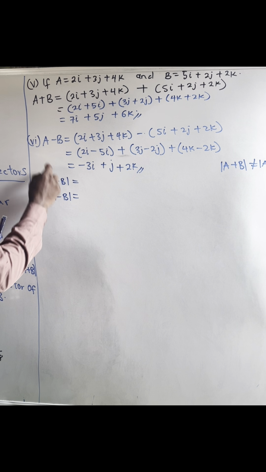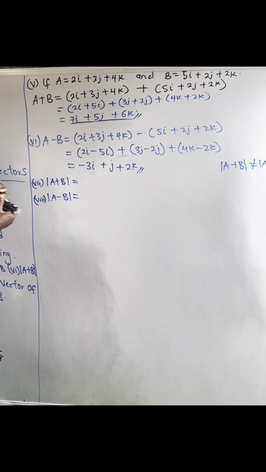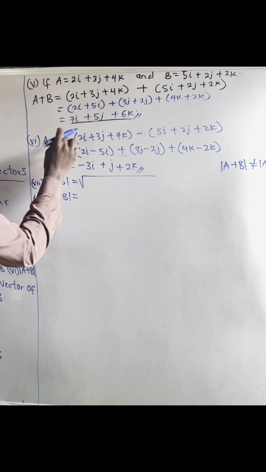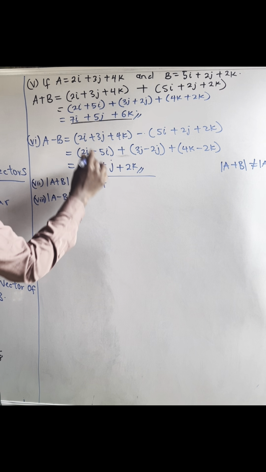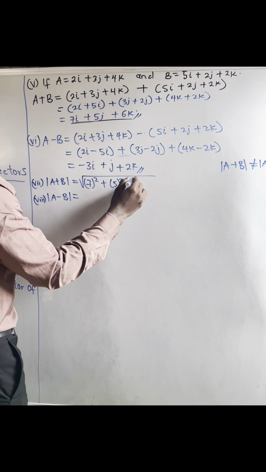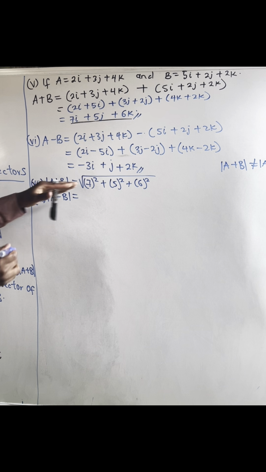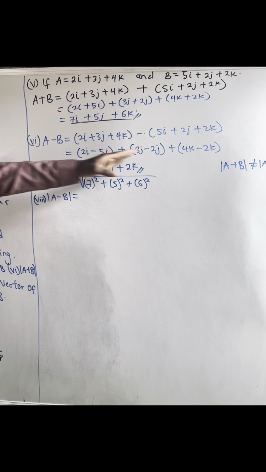So for the magnitude of A plus B, we will firstly look for A plus B. Our A plus B is given as this. Therefore, the magnitude of A plus B will now be given as the square root. The coefficient of i is 7, 7 squared, plus for j is 5, 5 squared, and for k is 6, 6 squared. So that is how we are going to do the magnitude of A plus B. We first do our A plus B before we look at the square root of the coefficients. Now 7 squared is 49.